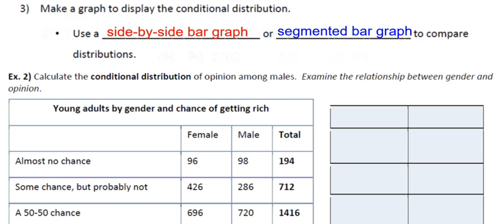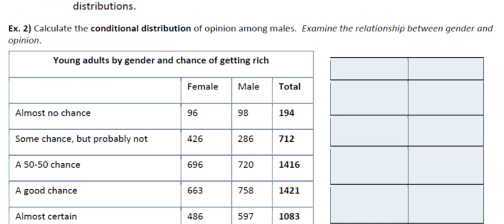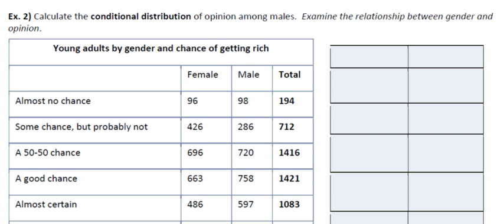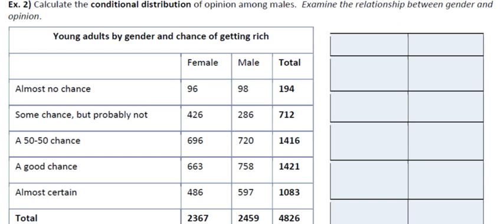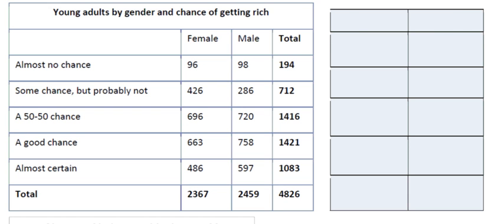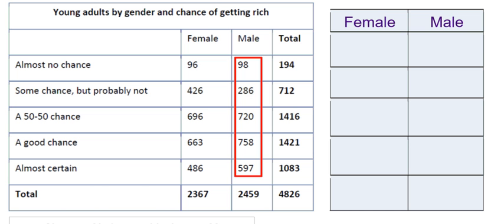In this example, we want to calculate the conditional distribution of opinion among males. So first we're going to do the males, but then we will do females after that. That way we can examine the relationship between gender and opinion. So we're going to do the males column first. I'm looking at all of the numbers for males and the different response rates, and I'm going to divide the numbers inside our table by the total of males.